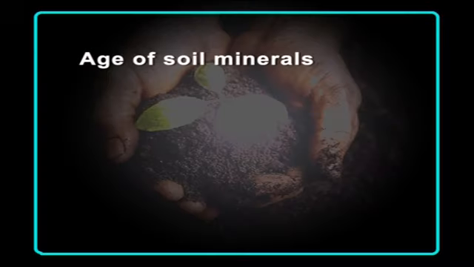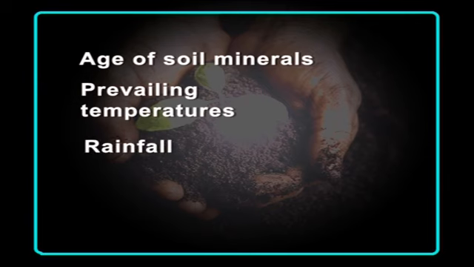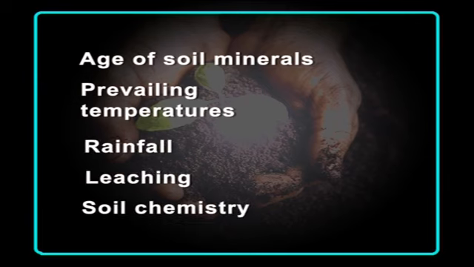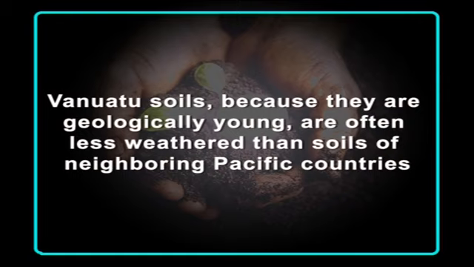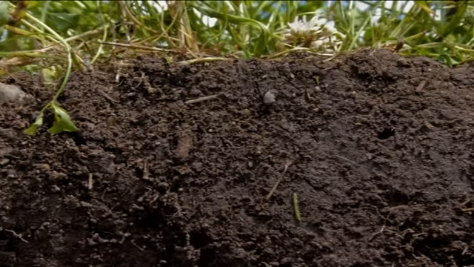Soils differ because they have different proportions of these components and because the mineral particles have been affected to different degrees by weathering. Age of soil minerals, prevailing temperatures, rainfall, leaching and soil chemistry are the main factors which determine how a particular soil will weather. Vanuatu soils, because they are geologically young, are often less weathered than soils of neighboring Pacific countries. The major and micro or trace elements are made available to plants by breakdown of the mineral and organic matter in the soil.